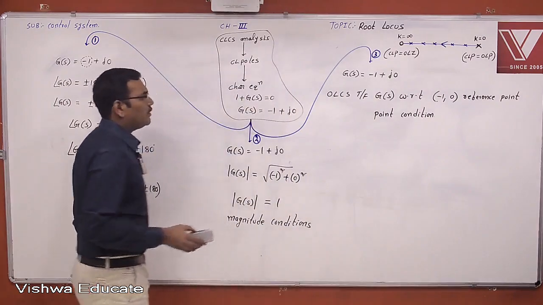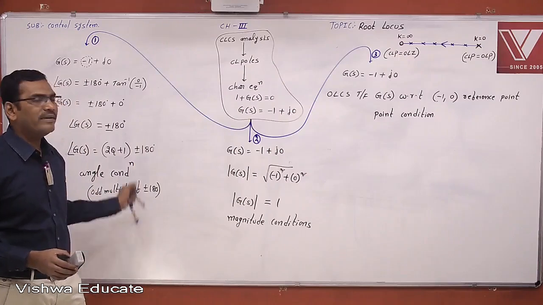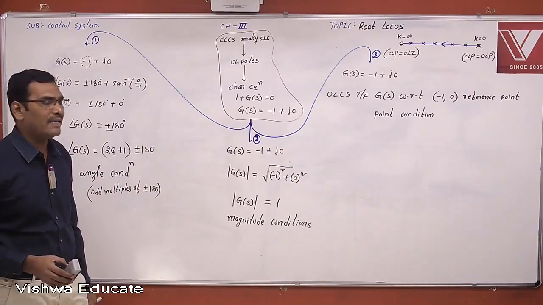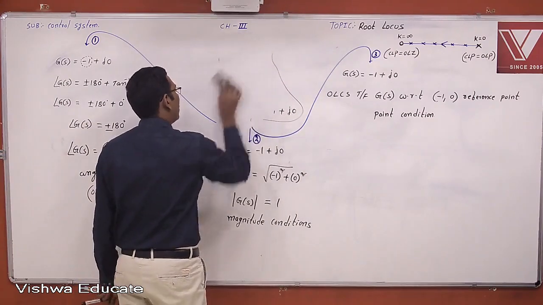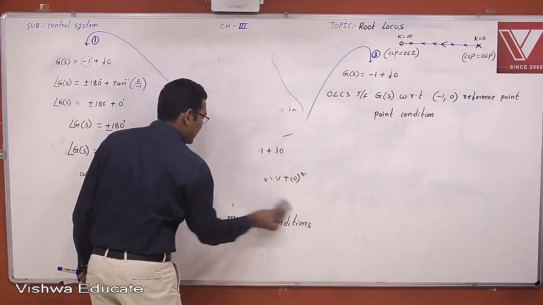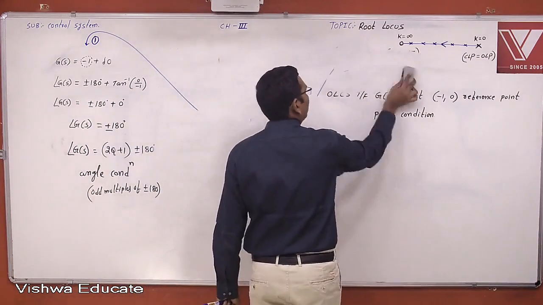Now how can you utilize this? Where can we utilize this? How it is useful while drawing the root locus diagram, we will also see. Now I just take one small question such that you can easily understand this. Okay. Now I just take one small example.